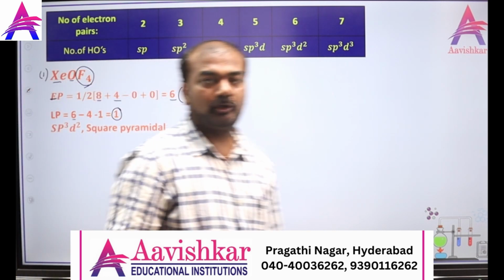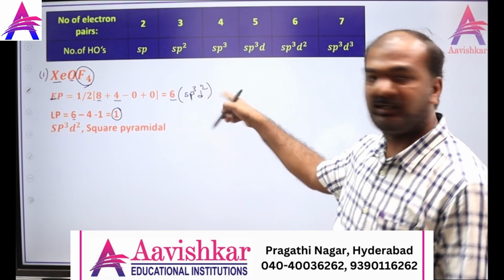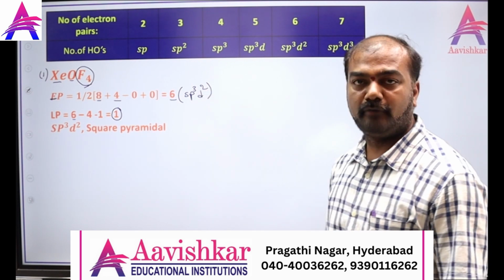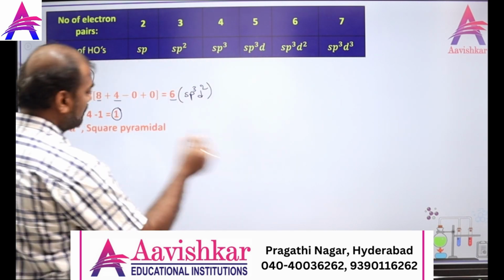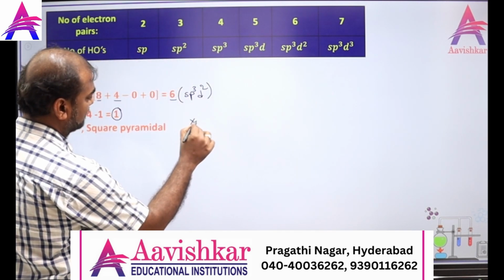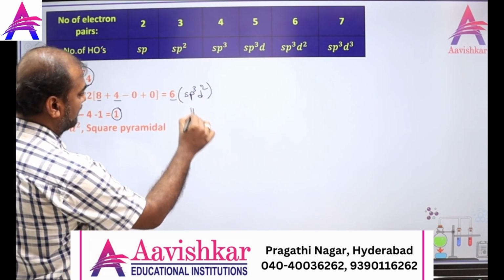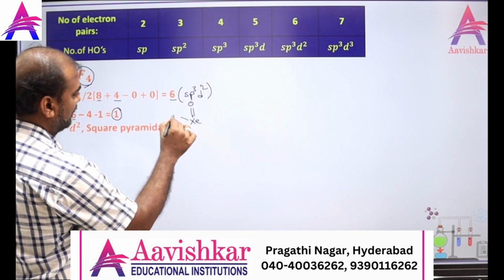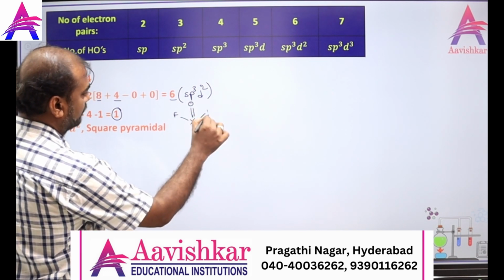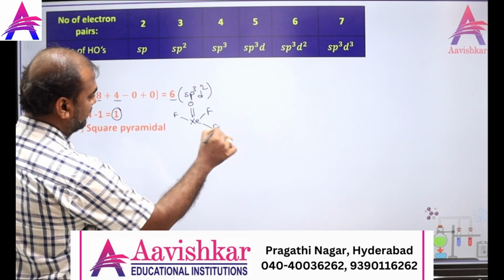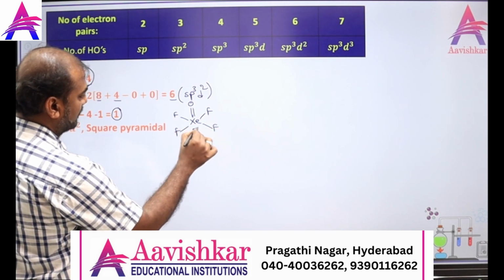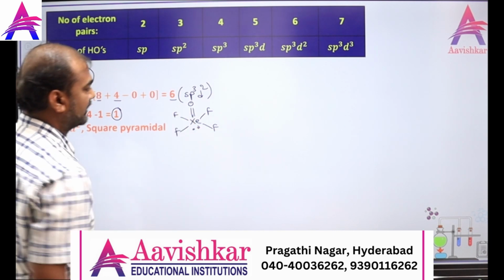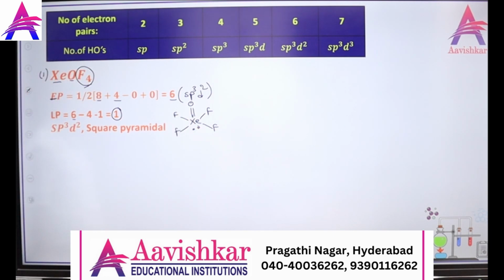If a molecule has a hybridization of sp3d2 with 1 lone pair, the structure will be square pyramidal. So it looks like this: xenon, with a double bond to oxygen. We have the 4 fluorines in the square plane and 1 lone pair. So this is the structure of xenon oxytetrafluoride.